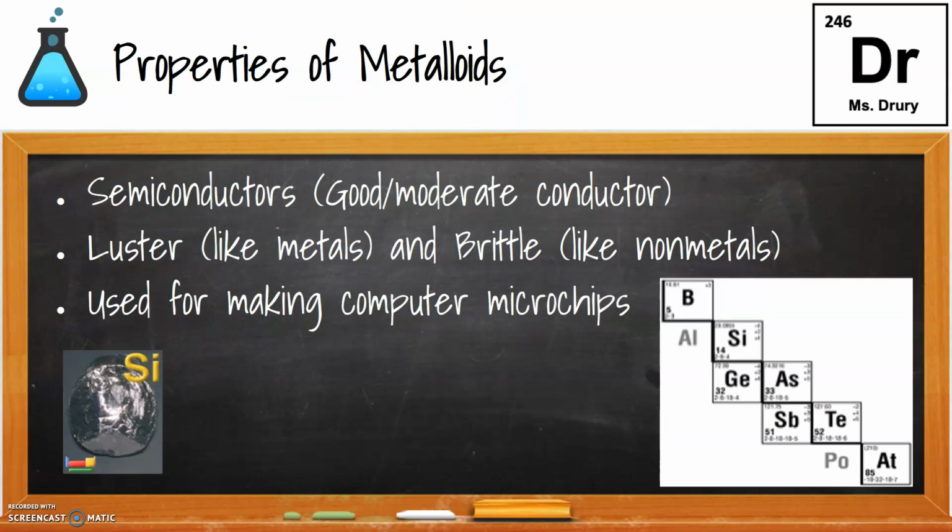The metalloids are semiconductors. They're kind of half and half, metal and nonmetal. They luster like metals, but they're brittle like nonmetals, and they're used for making computer chips for the most part. Their whole line touches a part of the staircase, like boron, silicon, germanium, and so on. There are 2 exceptions to that staircase rule. Aluminum and polonium are touching the staircase, but they're actually more metallic than anything else.